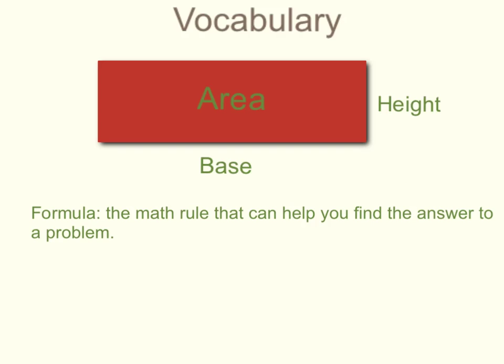Formula: the math rule that can help you find the answer to a problem. For example, the formula for finding the area of a rectangle is A equals L times W. We will discuss this further later in the video.